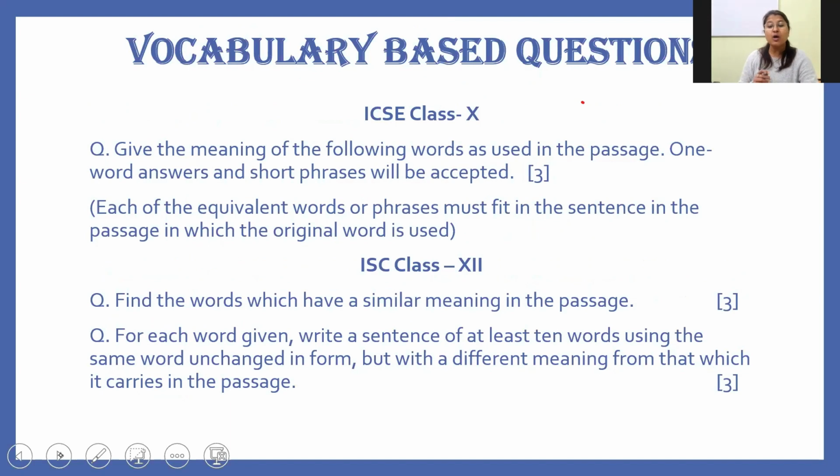Now let's discuss vocabulary based questions. ICSE students, they always get the question like this. Give the meaning of the following words as used in the passage. One word answers and short phrases will be accepted. Now it is for 3 marks, means 3 words will be given and you will have to give the meaning of those words. And the meaning can be given in the word form and it can also be given in the phrase form. Means you can write it in the form of phrase.